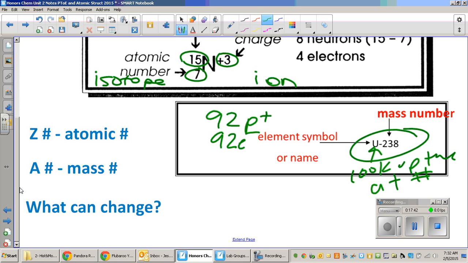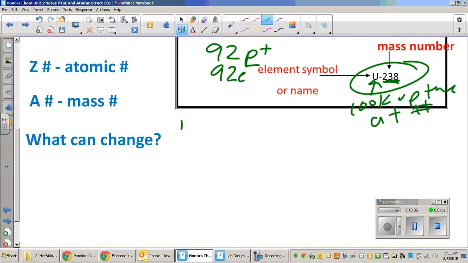So how do you figure how many neutrons it has? Subtracting, right? Subtracting what? So what is this representing? Mass number, right? So you take the mass minus the protons to get the neutrons. Good.